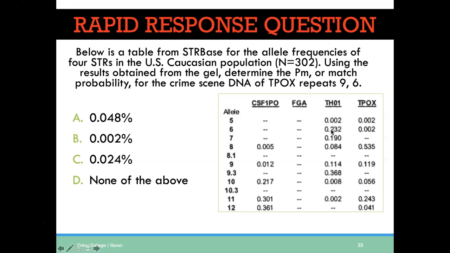So to solve this problem, you look at the frequency for 6 repeats of TPOX is 0.002. And then you look at for 9 repeats 0.119. And what you're being asked for is a heterozygote, which is equal to 2pq. So you would take 0.002 times 0.119 times 2. And that would give you the percentage of individuals that have heterozygous 9 and 6 repeats for TPOX. The answer is A, 3.0476%. Again, a very, very small probability of getting those two repeats.